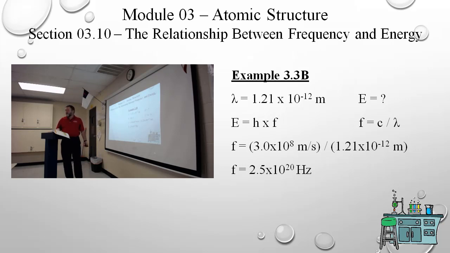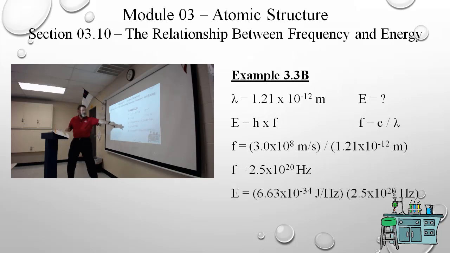Are we done? No, definitely not, because we were asked for energy, right? So energy is equal to Planck's constant times the frequency, which we just solved for. Planck's constant is given, always the same, 6.63 times 10 to the negative 34th joule seconds, and the frequency is 2.5 times 10 to the 20th hertz.